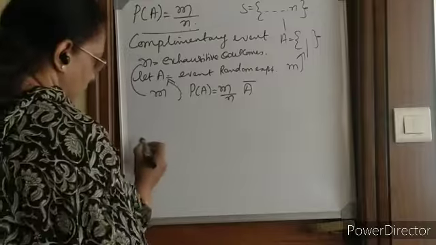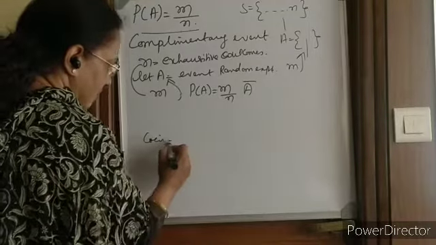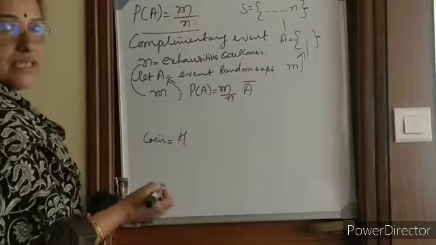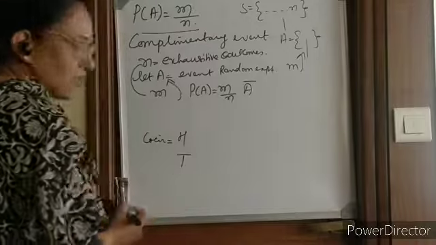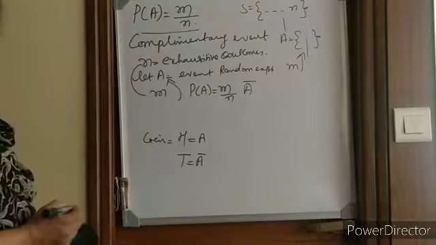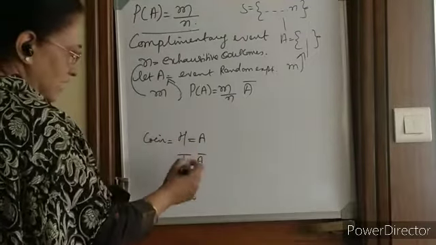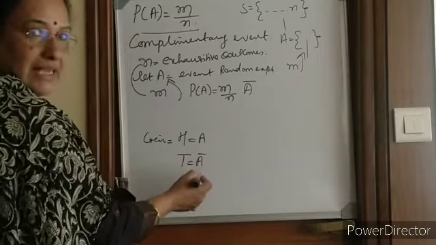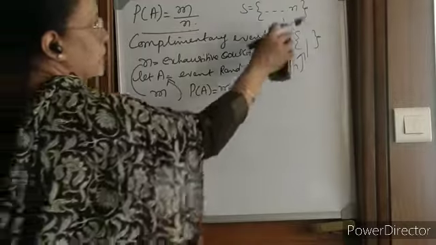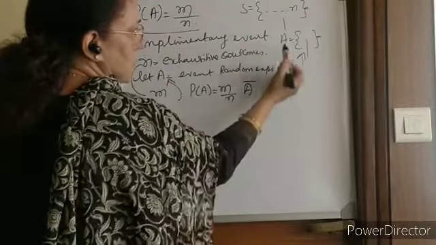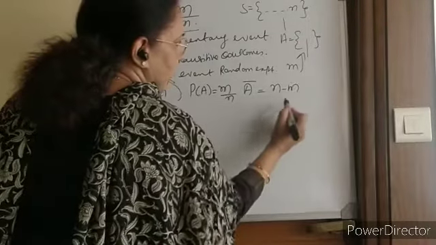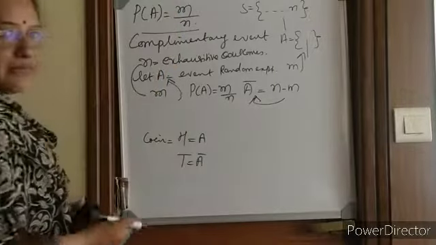In other words, say a coin is there. If you toss a coin, suppose A is the event of getting the head. What will be the absence of head? That is the other event, that is called tail. So if this becomes A, then this becomes A bar. Are you able to follow? Presence of A is head. Absence of A, that is denoted by A bar, and that is equal to T, that is tail. So here also in the same way, out of n outcomes, m of them are favoring A. Therefore the remaining n minus m will be favoring the event A bar.